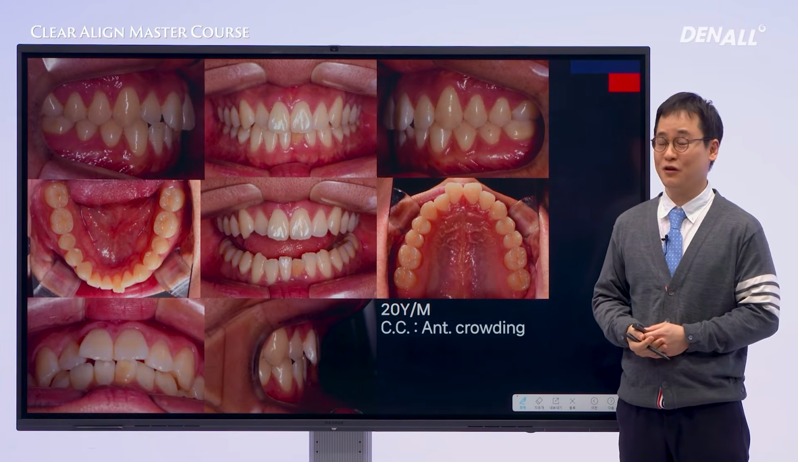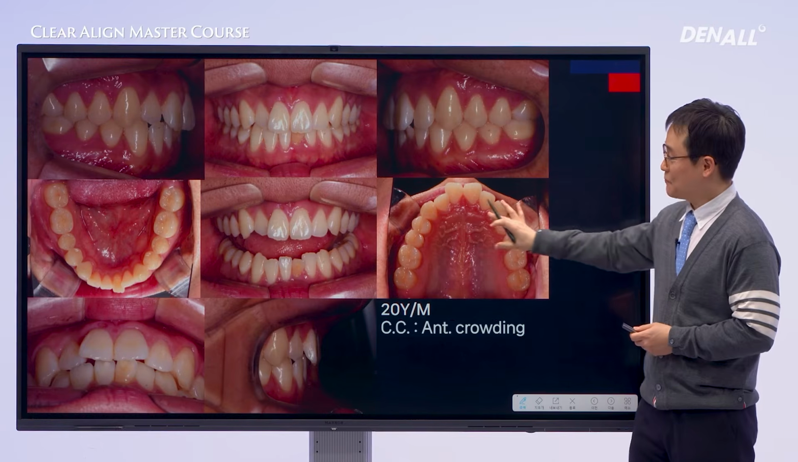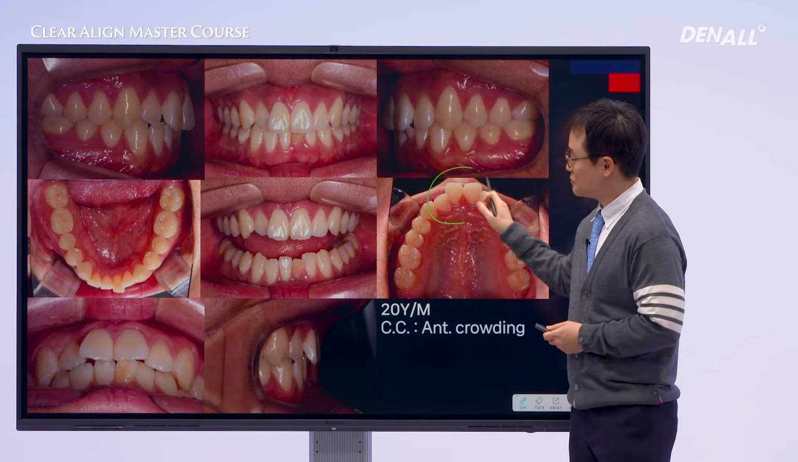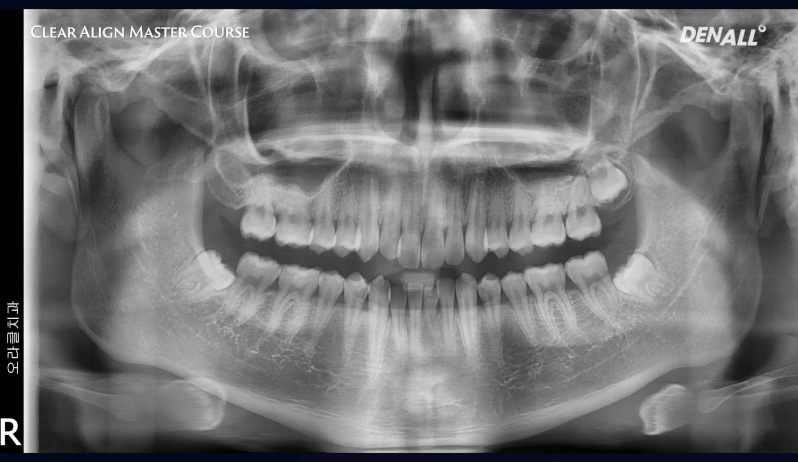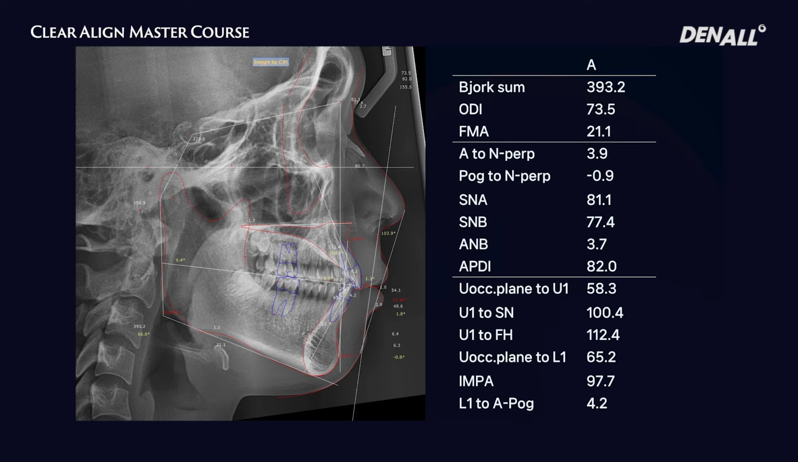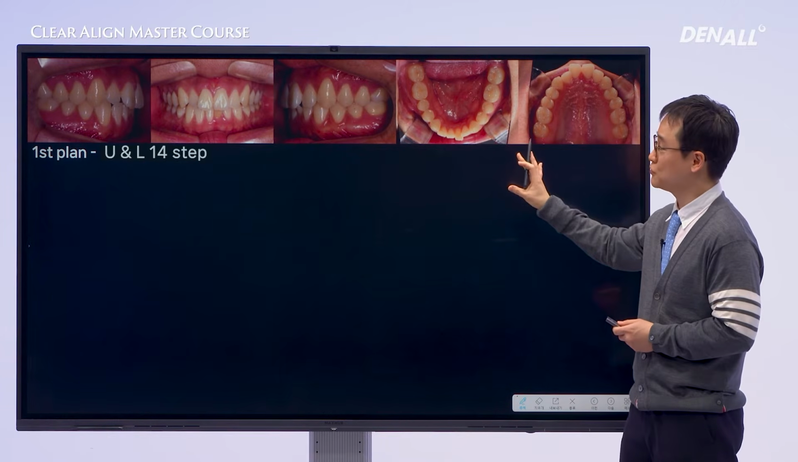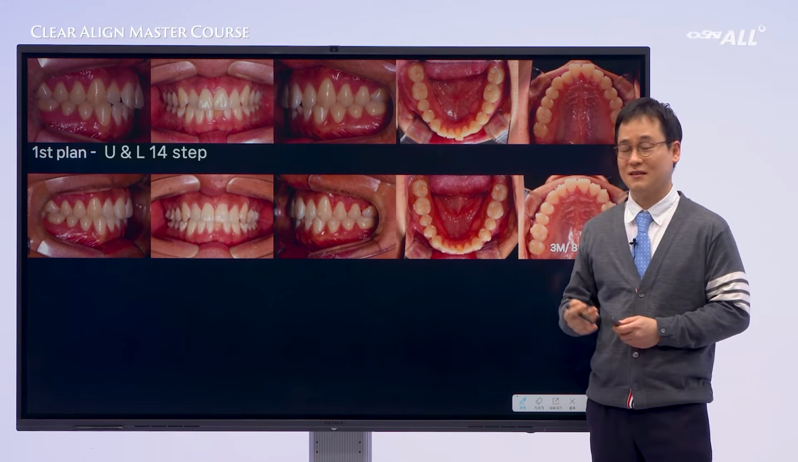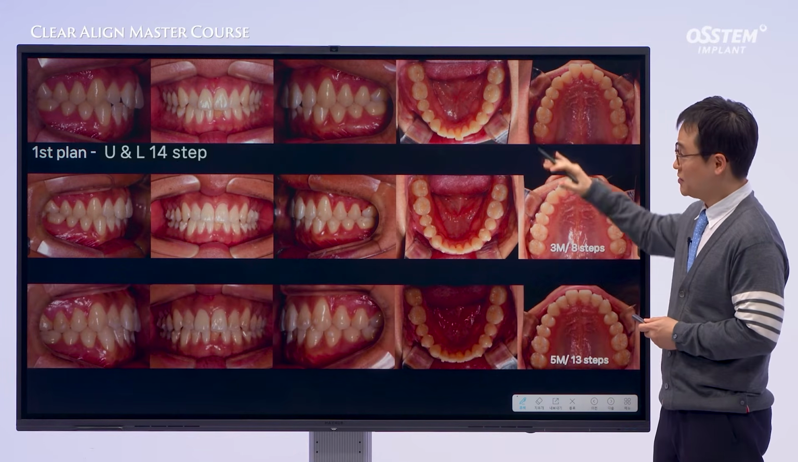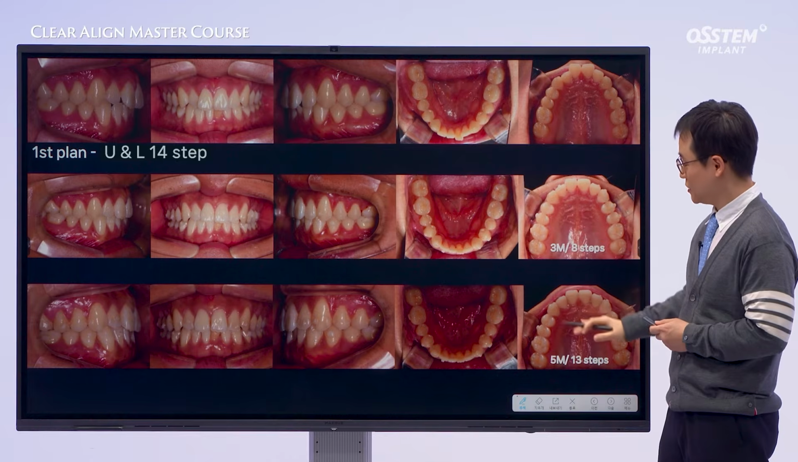To briefly introduce just two cases, here's a patient who came in with anterior crowding. Cases where the upper and lower anterior teeth are positioned labially and lingually tend to respond very well to clear aligner treatment. This patient falls into that type of malocclusion. While there are several diagnostic considerations, in this case, we decided to focus solely on alignment. The treatment was planned over a total of 14 steps, and the patient has been very cooperative throughout the treatment.